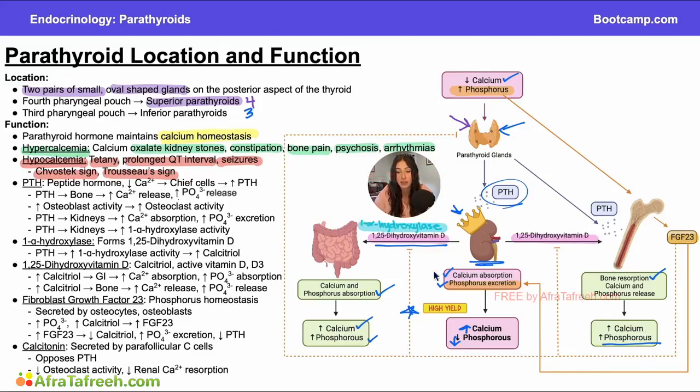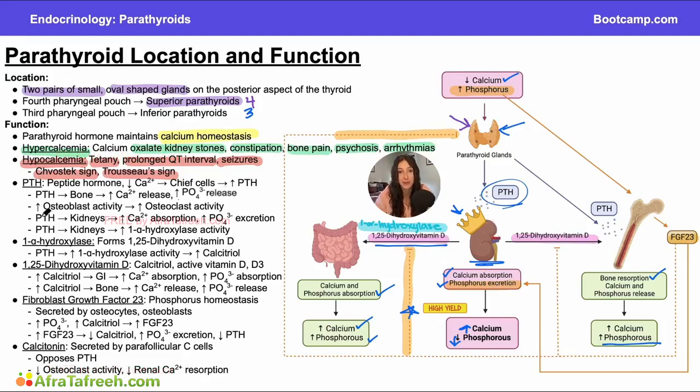So it's going to inhibit our 1-alpha hydroxylase enzyme to stop the production of dihydroxyvitamin D. We are also going to inhibit our parathyroid glands. We are going to stop the production of parathyroid hormone. So fibroblast growth factor 23 is an inhibitory molecule that is basically going to shut this pathway down, with the exception of increasing phosphorus excretion in the kidney.